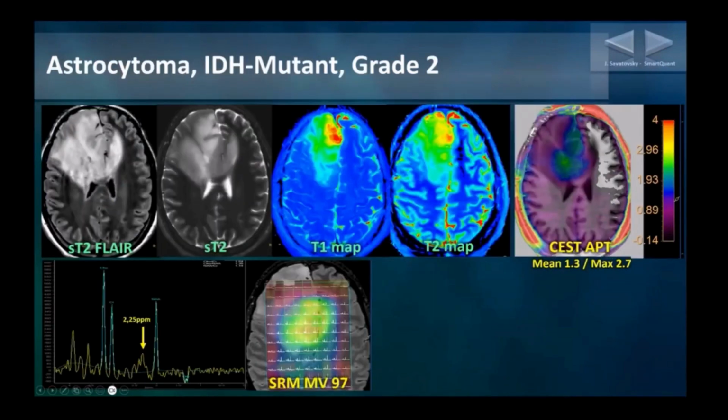And further sequences that have been done in this patient show indeed that the APT is not very high, which is a clue to diagnose an IDH mutant. And we have a slight peak on the MR spectroscopy at 2.2 ppm, which is the 2-hydroxyglutarate peak that is very specific to those IDH mutant gliomas. So we have a lot of additional information from one single scan that can easily replace any other conventional sequence.